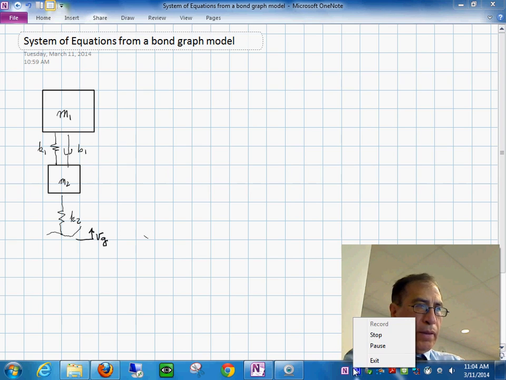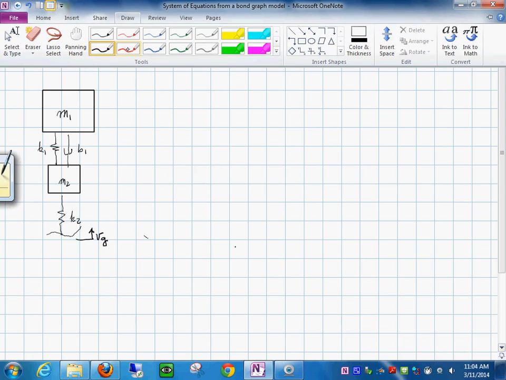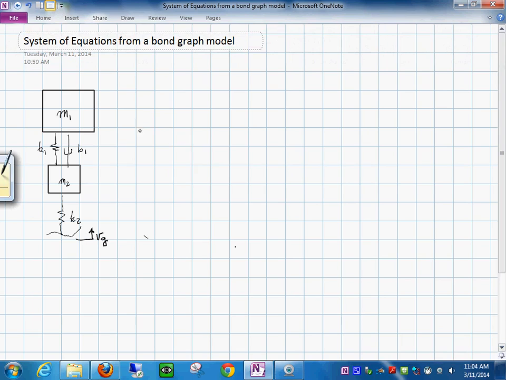So let's disappear from here. Okay, so the first step that we do to draw the bond graph model is to use a one junction for every distinct velocity. So I am going to draw the bond graph sort of on the system itself. See how we like this.